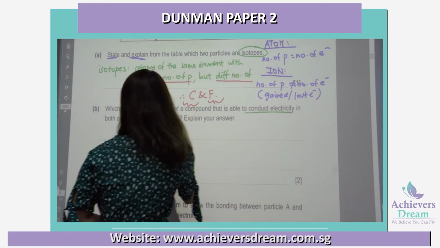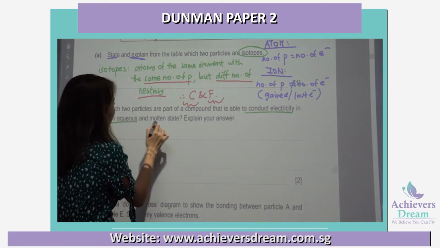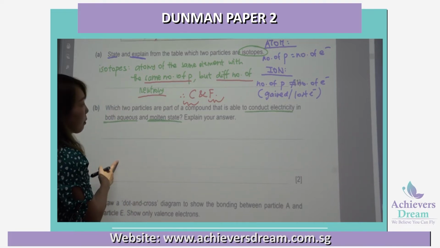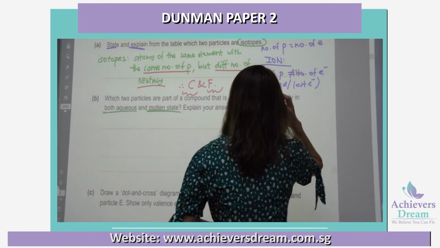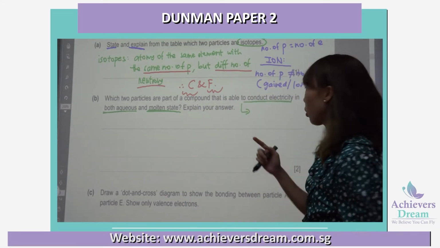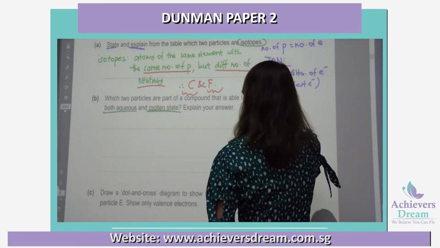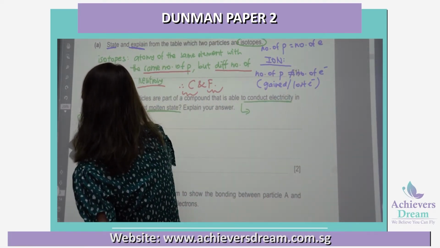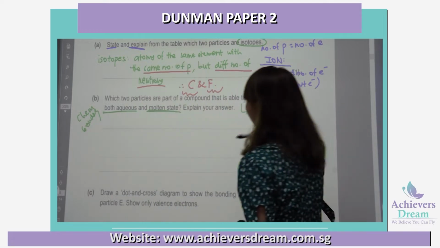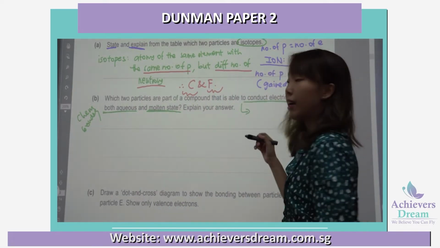conduct electricity in both aqueous and molten state? Okay, first, what factors do I need to fulfill in order to conduct electricity? This one is related to your chem bonding. In what cases can a compound conduct electricity?